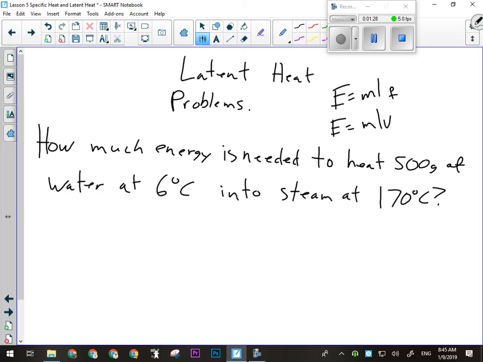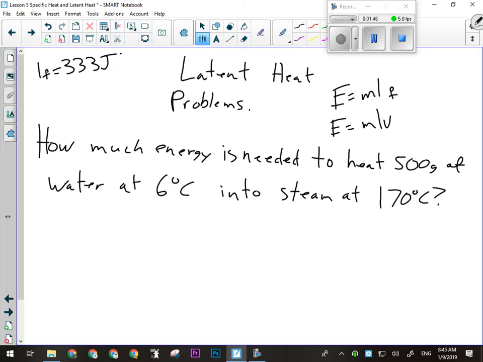mL_f, right, melting, freezing. Okay, if we are looking at how much would be involved in vaporizing a bunch of water, then it would be E equals mL_v. All right. Now, we talked also about how these state changes require lots of energy.